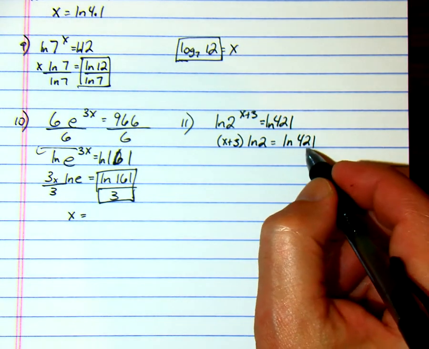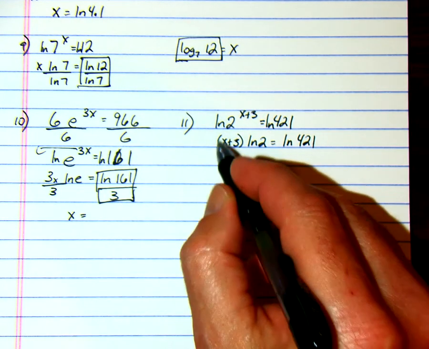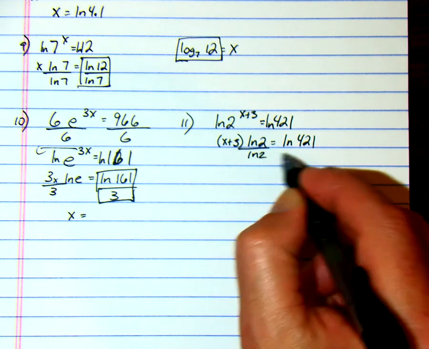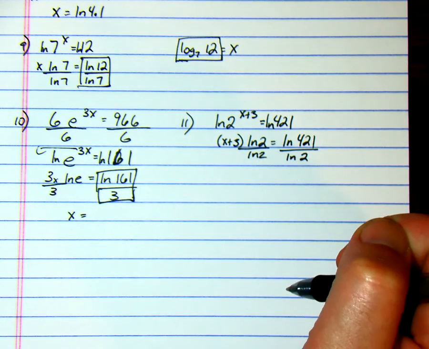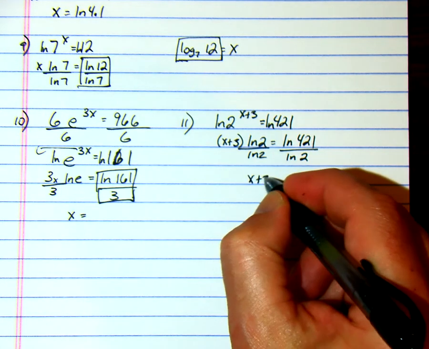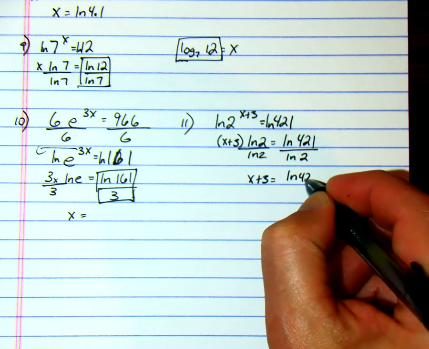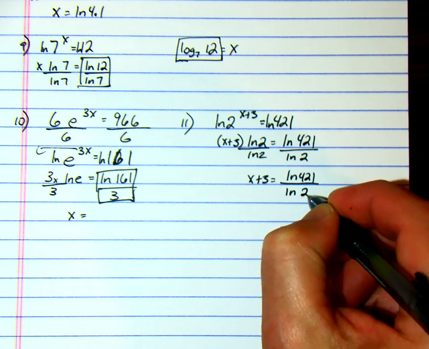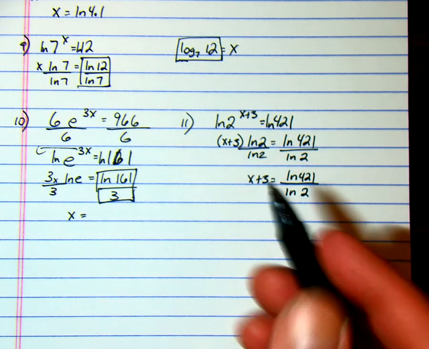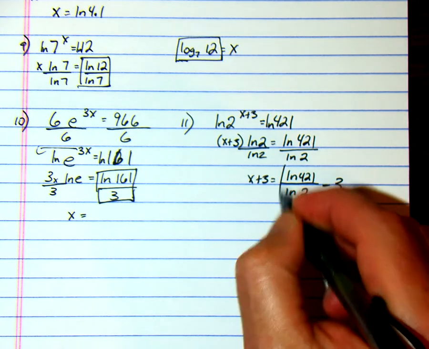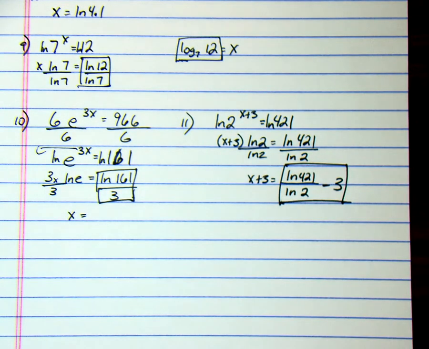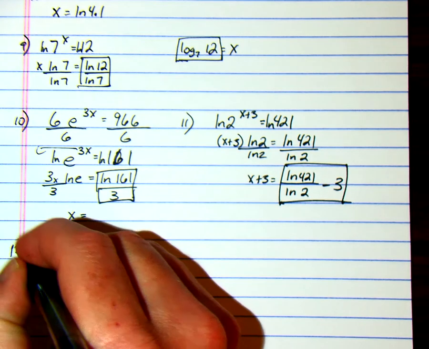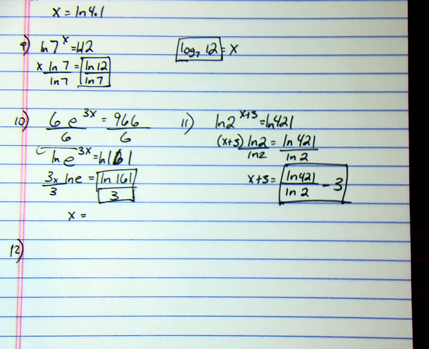So again, this one is going to look a little funny. We could distribute this to get rid of the parentheses, but I'm not going to do that. I'm just going to divide the natural log of 2 out of there. And so we have x plus 3 is equal to the natural log of 421 divided by the natural log of 2. And now to get x by itself, we're going to subtract the 3 over. So there is answer number 1, my answer in terms of natural logarithms. I'm going to have to get that into my calculator so that we can figure out the decimal equivalent.